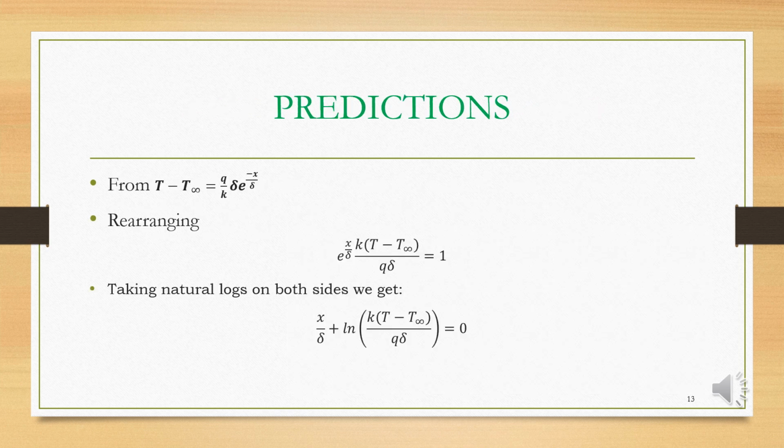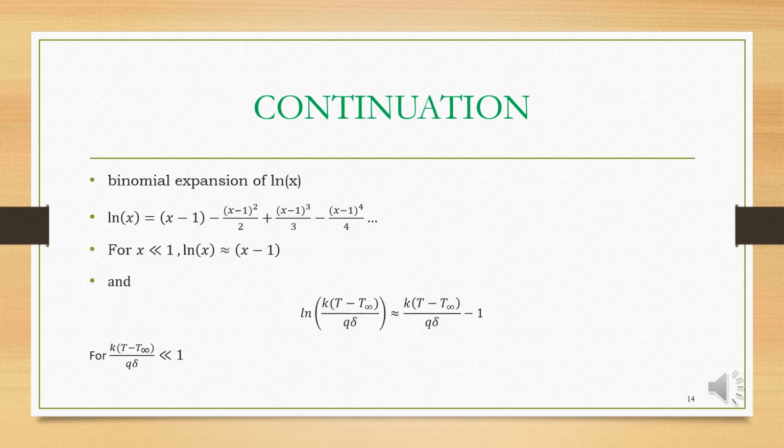Now looking at the prediction, starting from the temperature profile, we arrange the temperature profile in terms of lambda. We take everything to one side and equate it to 1. Then we take the natural logs of the left hand side of the equation and we end up with x over lambda plus natural log of (kt minus t infinity) over q lambda equal to 0. Let's continue. We know the binomial expansion of natural log as stated in the slide. For x far less than 1, we can approximate natural log of x as approximately x minus 1.